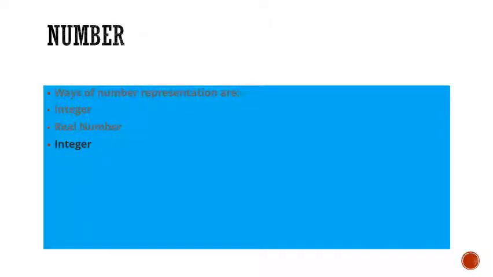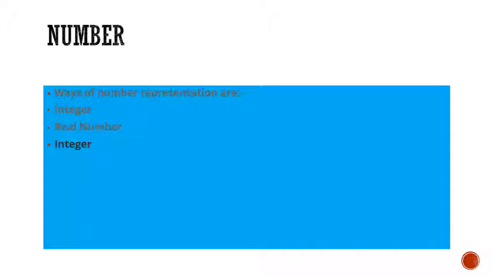So first we will discuss numbers. Numbers are digits 0 to 9 used for calculating, that is subtraction, addition, multiplication, division and other mathematical calculations. Mathematics originated with numbers. In a computer system, numbers are represented in different ways. Ways of number representation are integer and real number. Okay. So first we will go with integers.